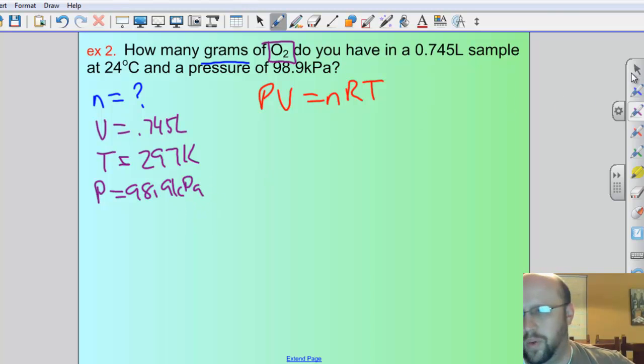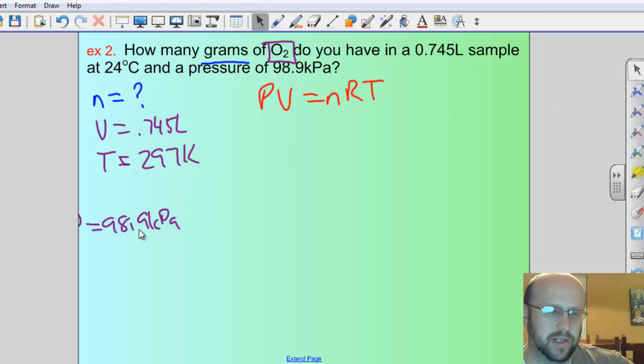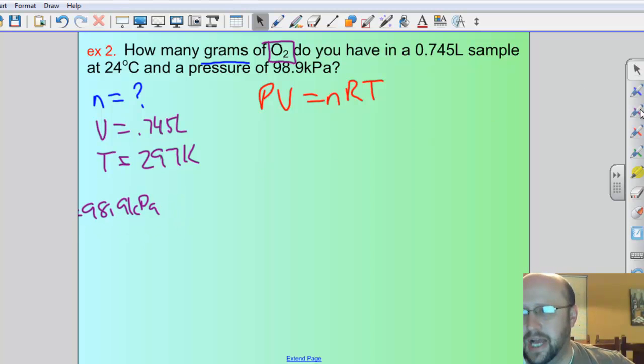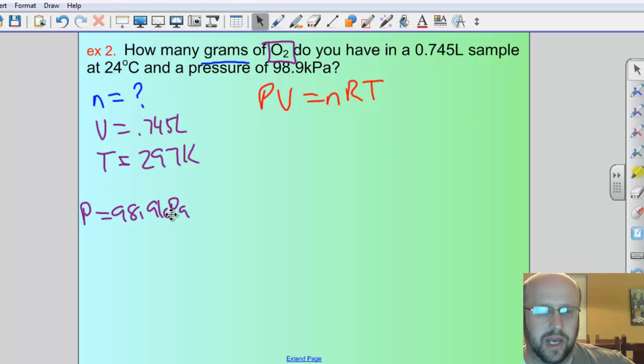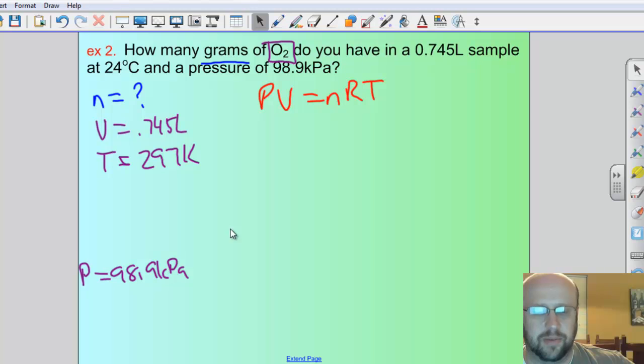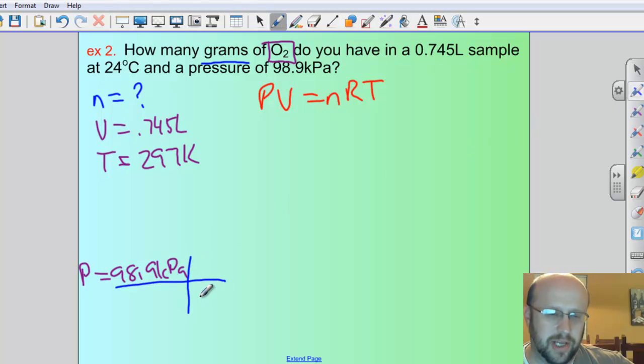Now, we don't like that. Why don't we like that? Because we said that for ideal gas law, it has to be in atmospheres, right? Okay, so let's turn that into atmospheres. I'm going to move it down a little bit so I don't interfere with the problem when we get to work it. But how do I turn kilopascals into atmospheres?